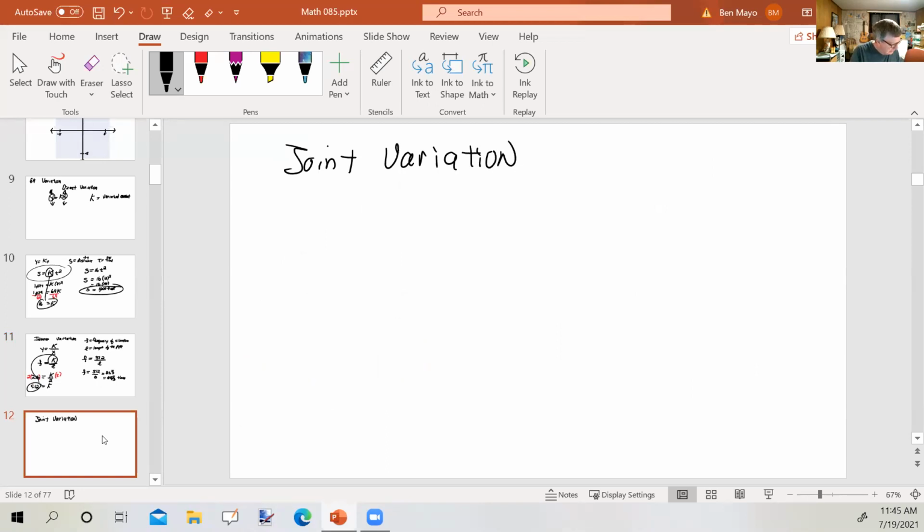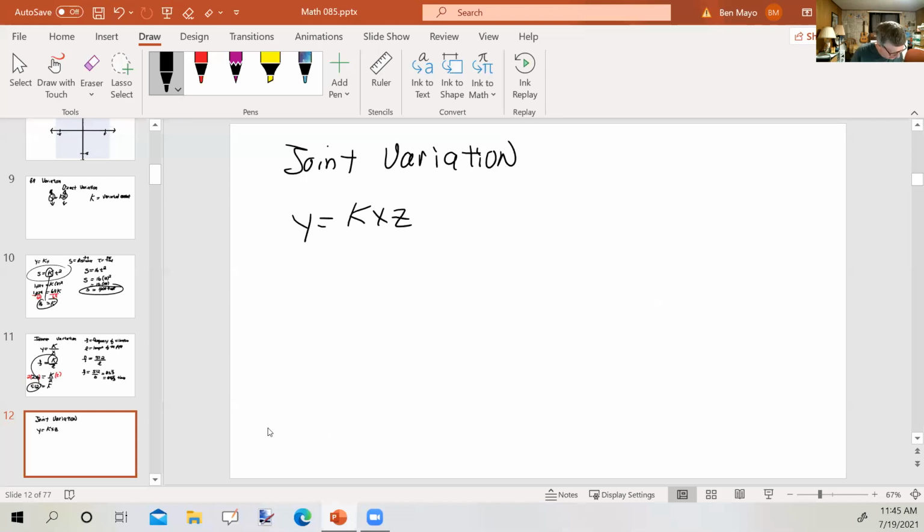variation. What that looks like in general is y equals k, and they say xz. Think about a joint checking account. If any of you even have a checking account anymore, it means there's more than one person on that account. Or a joint loan would have a cosigner. There'd be more than one person on the loan. So joint variation, you have more than one variable on the right side of the formula.